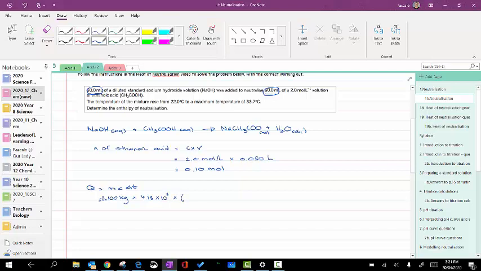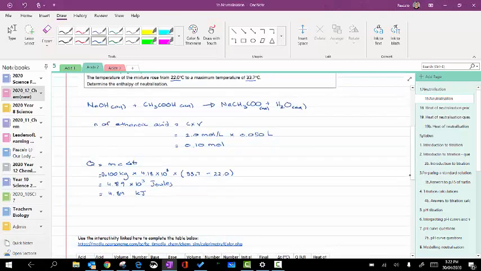And then the change in temperature: in the question it tells us that the temperature started at 22 and ended up at 33.7. So we're doing 33.7 minus 22. When we put this into a calculator, we end up with a value of 4.89 × 10^3 joules, which is the same as 4.89 kilojoules. That's the amount of heat that is released, but that's not per mole of water yet.